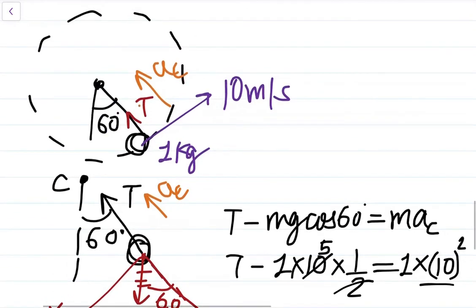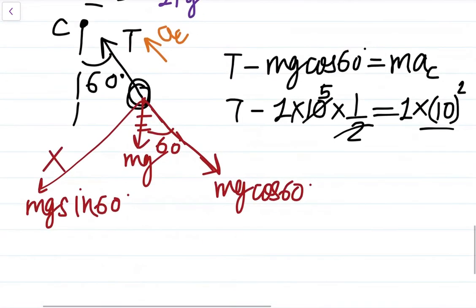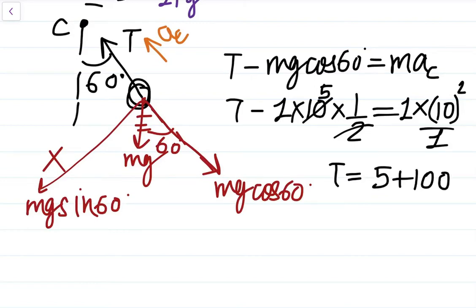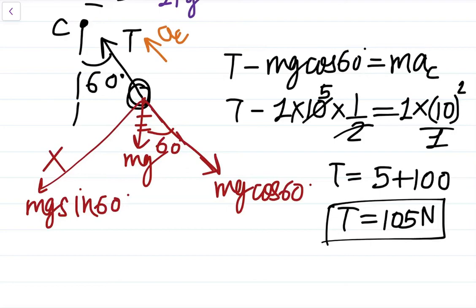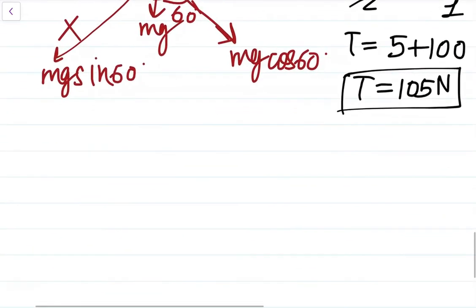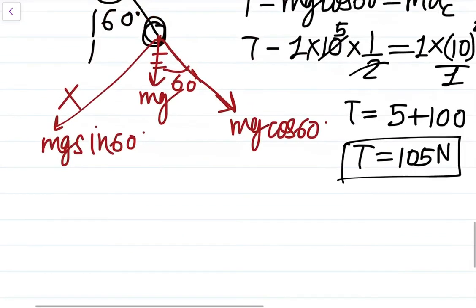So I forgot to give you the radius, but let's assume that the radius is 1, or the length of the string is 1 meter. Okay, 1 meter. So tension will come out to be how much? 5 plus 100. So tension will come out to be 105 Newton. Okay, so you just have to apply this basic Newton's laws of motion equation. There is no rocket science.